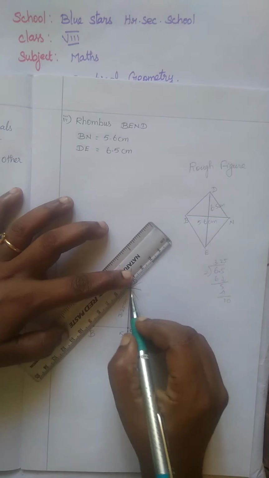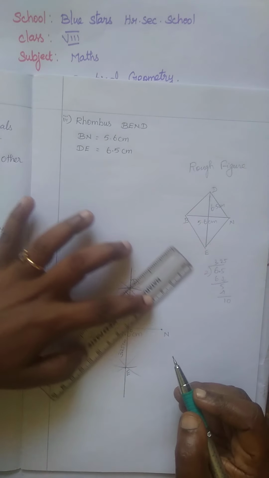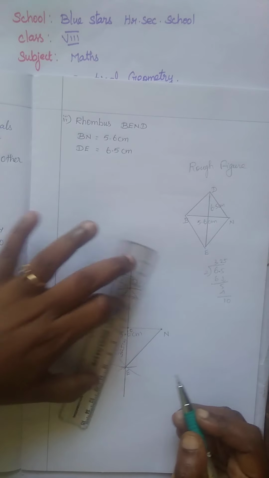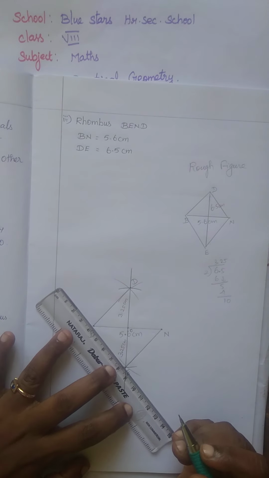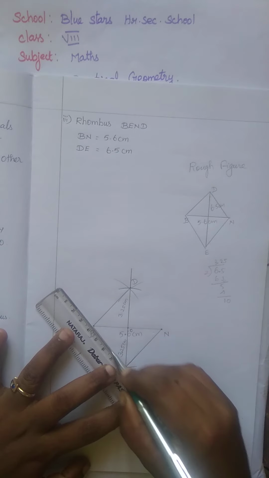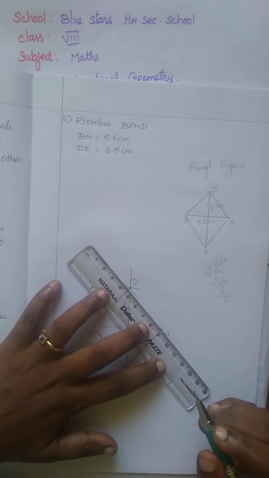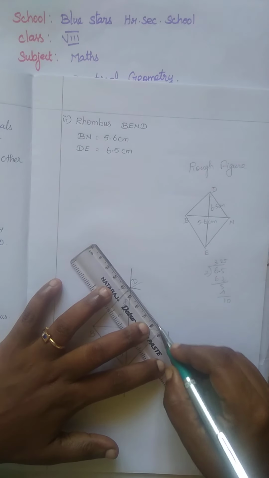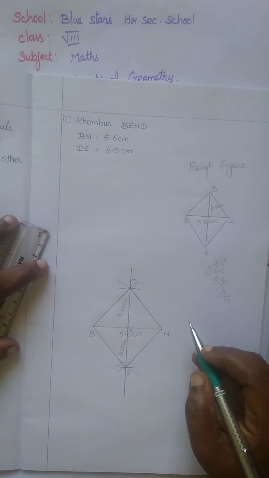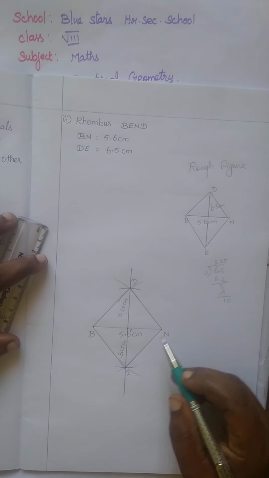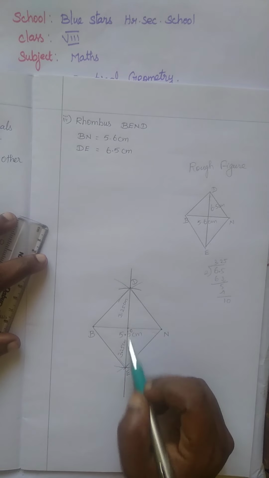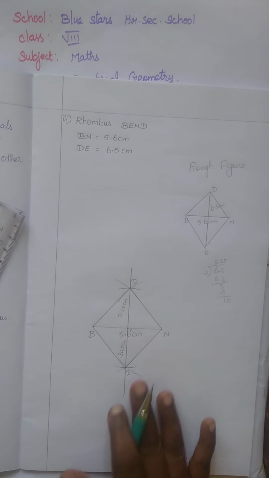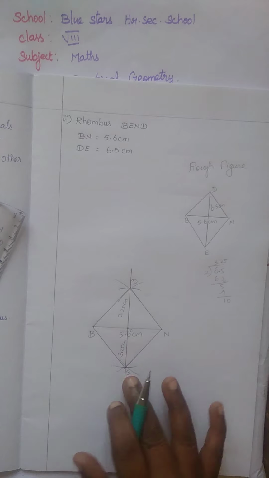We join D and B. Here also E, N. Now joining this point B, E, then N, D. Okay, sides are not given. We draw the diagonals only. Using the diagonals we complete the rhombus. This is the rhombus diagram, that is BEND.